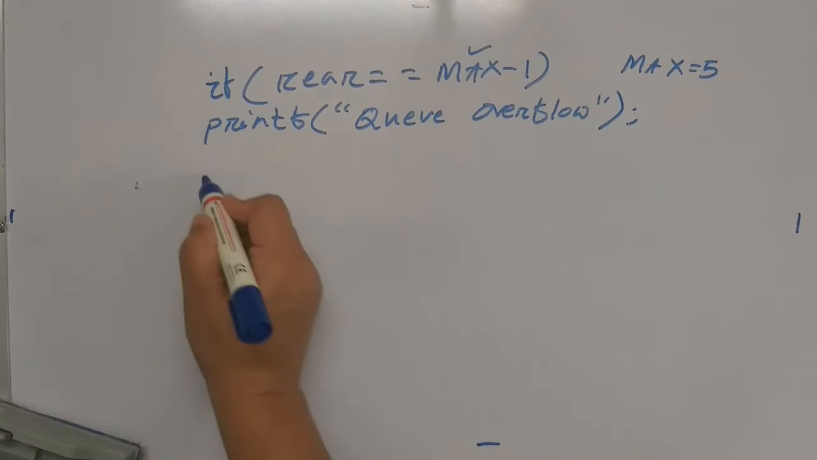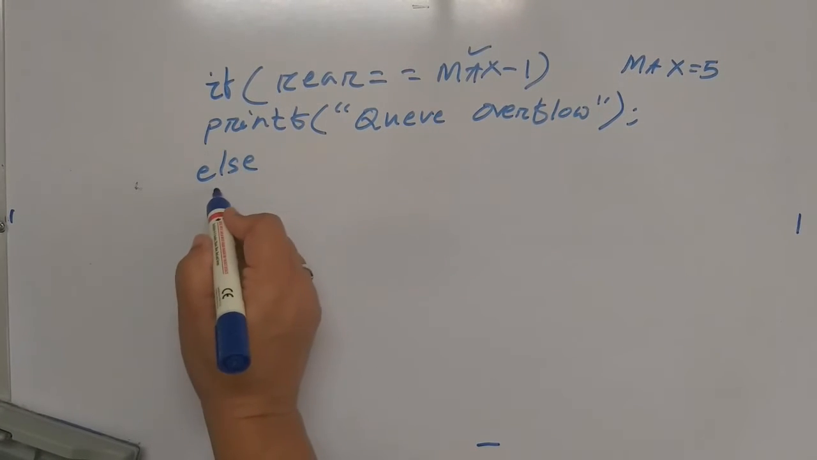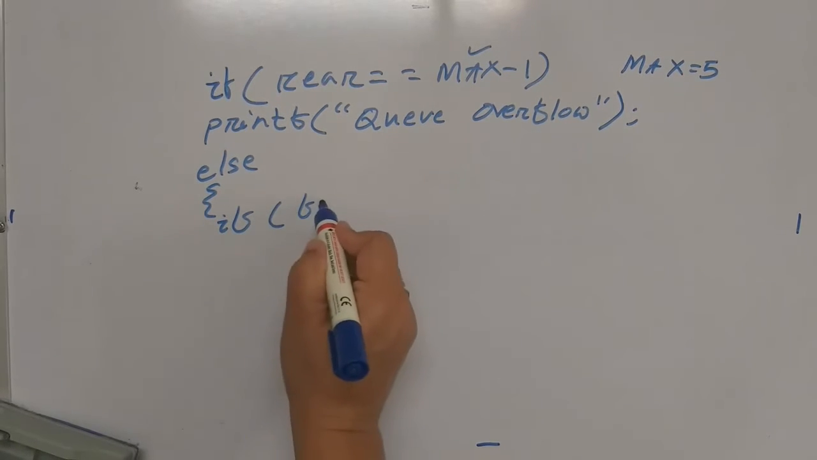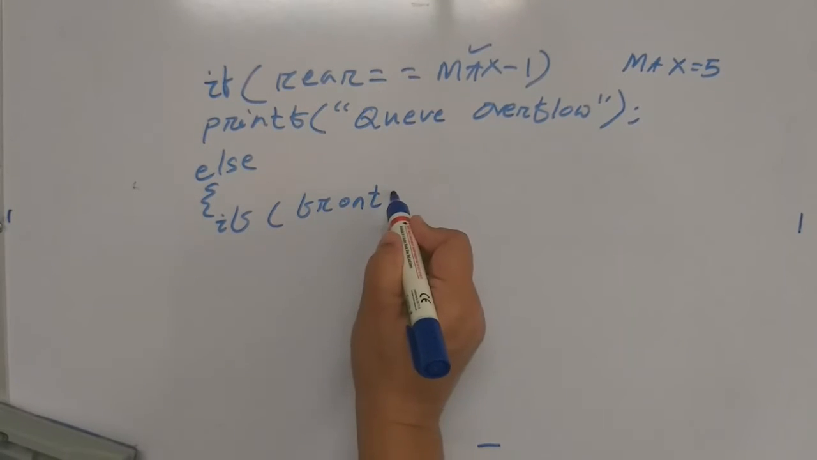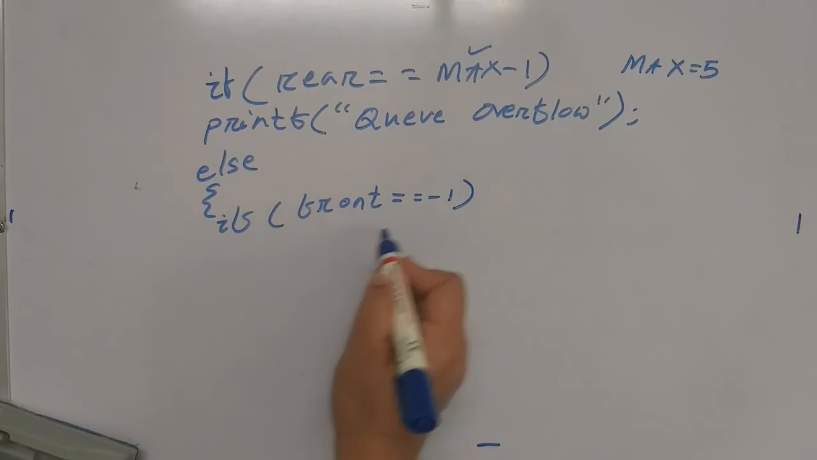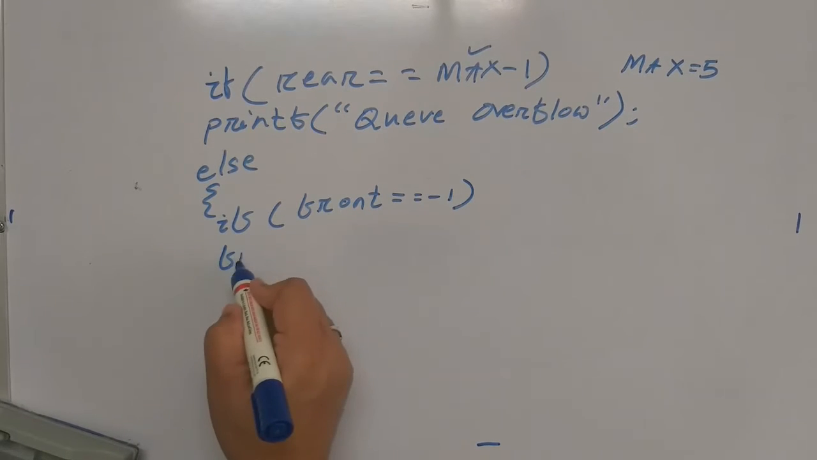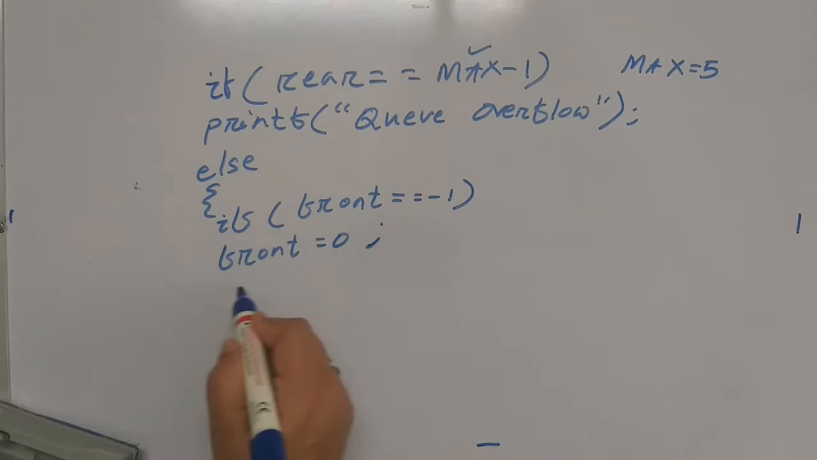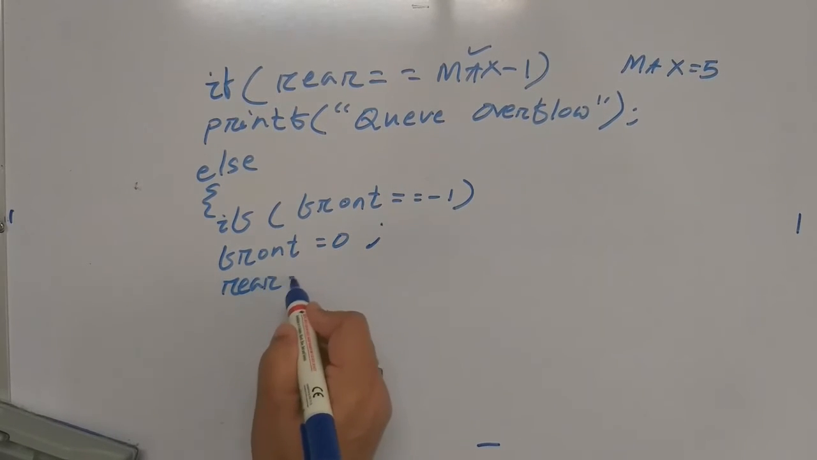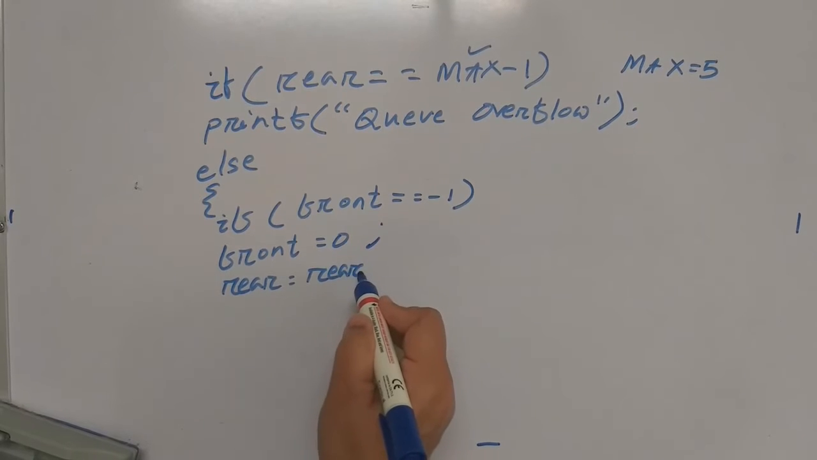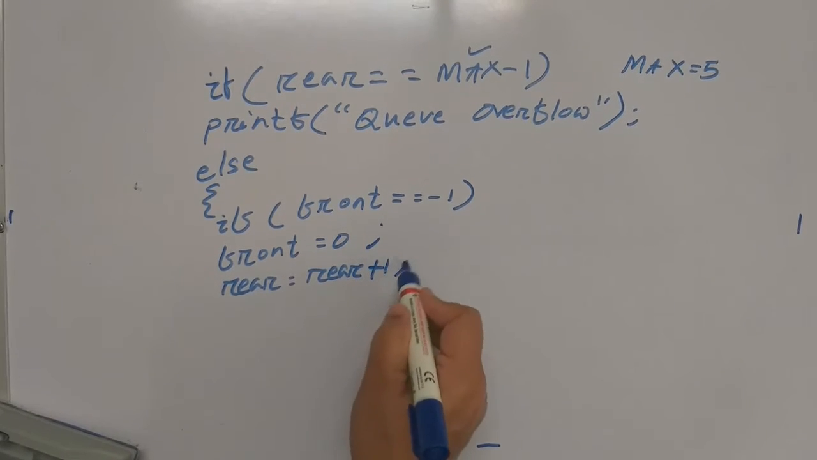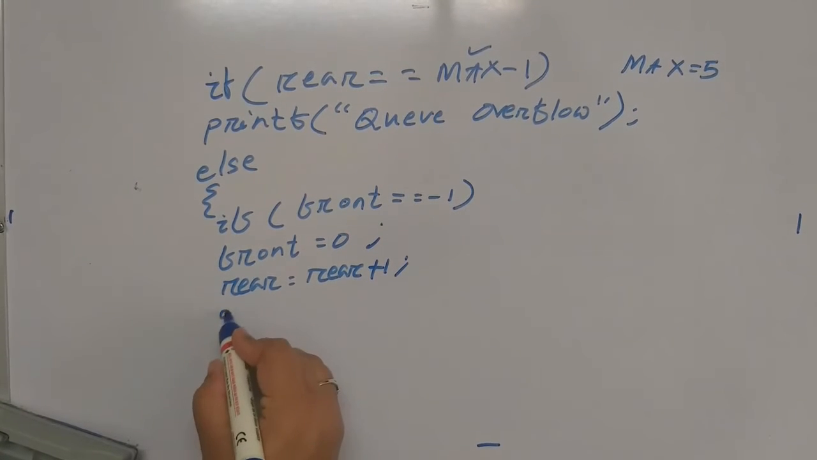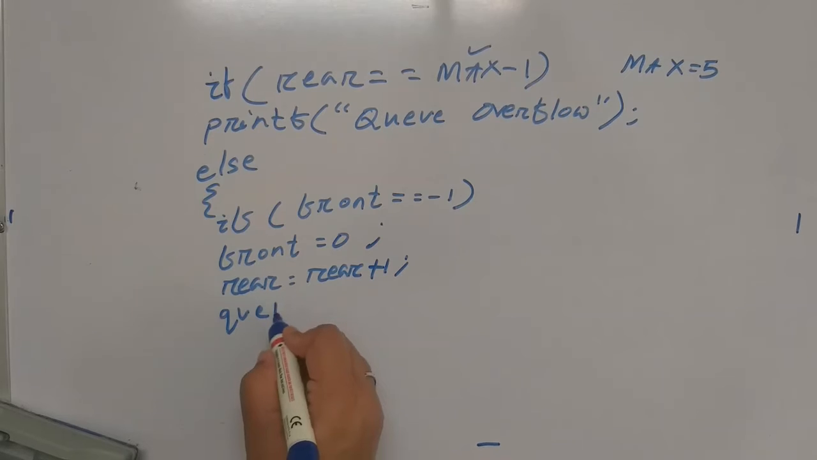Next is else. If the queue is not in overflow, then what are we doing? If front is equal to minus 1, then we make front equal to 0. Then rear equal to rear plus 1. Whenever rear equal to rear plus 1, that means the rear is now indicating the next position.